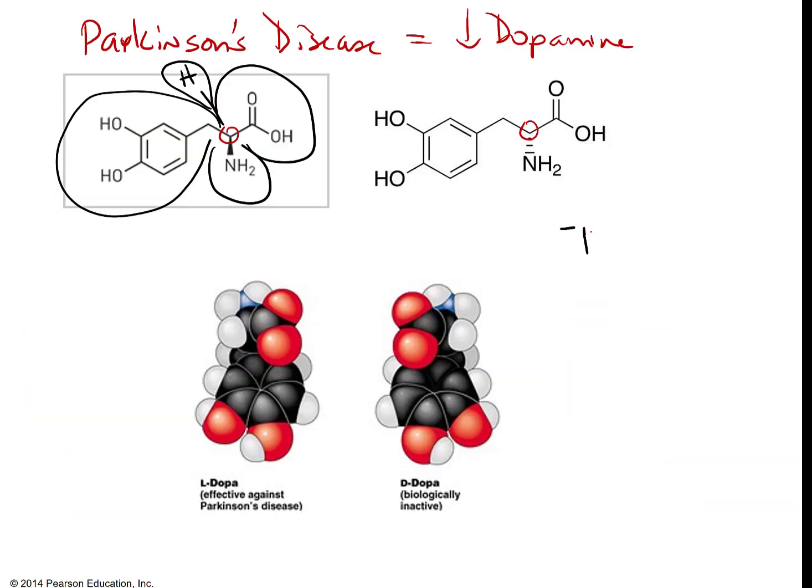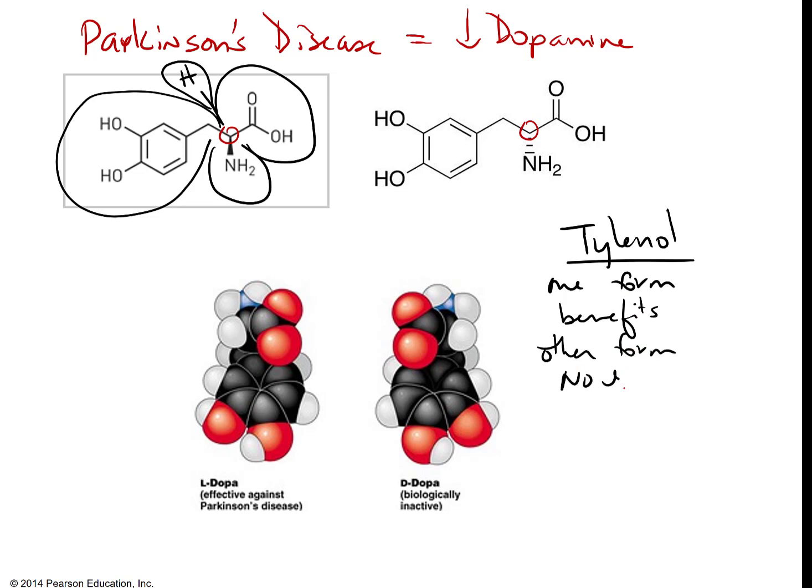Acetaminophen, which is Tylenol. Tylenol has one chiral carbon. One form of Tylenol reduces pain, reduces fever, reduces inflammation. The other form doesn't do anything. And it's because of that difference. So one form has all of the benefits. The other form, the opposite or the mirror image, has no effects. Which is oftentimes the case.